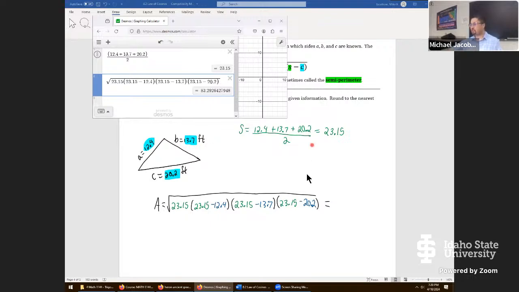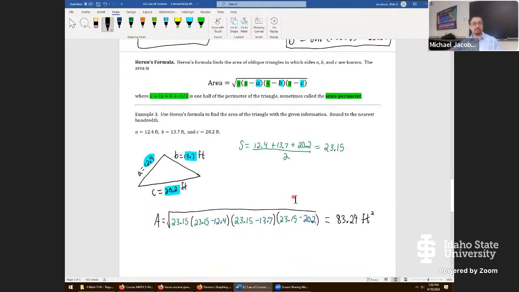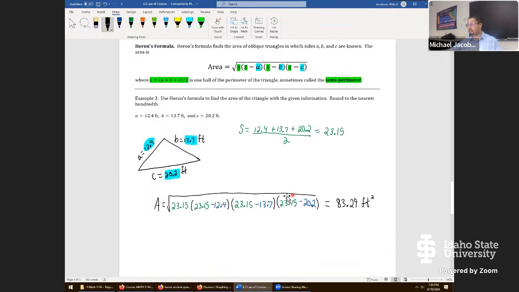So that's the reason I say try to put it down on paper. On a final exam, it's easy to mess up something here because I would be stressed out typing things into a calculator. So this gives you tremendous partial credit. It's 83.29 feet squared. So that's a really fast computation for the area of a triangle.